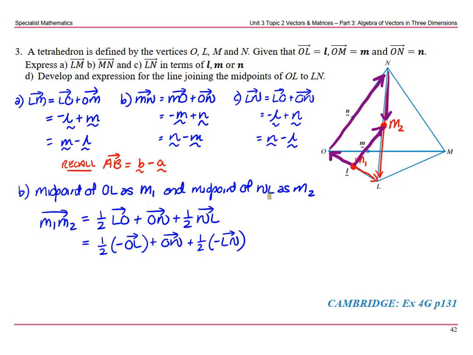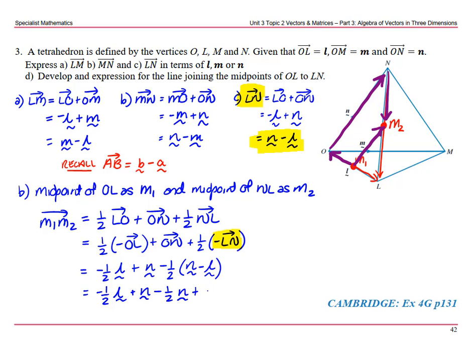Now note, we found LN in part C. So we've got negative a half of L plus N minus a half of N minus L. So that's negative a half L plus N minus a half N plus a half L, bringing like terms together. Negative a half L plus a half L, that goes. N take a half N is positive a half N.